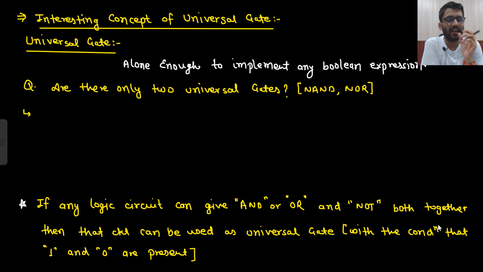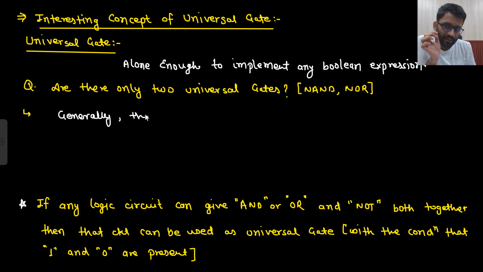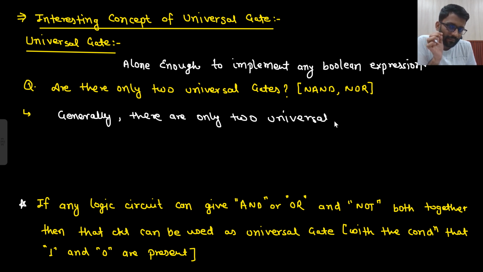Now the question is, are there only two universal gates? So fundamentally your answer should be that generally there are only two universal gates. So what will you say if this question is asked to you, are there only two universal gates? You will say generally there are only two universal gates, which are NAND gate and NOR gate.